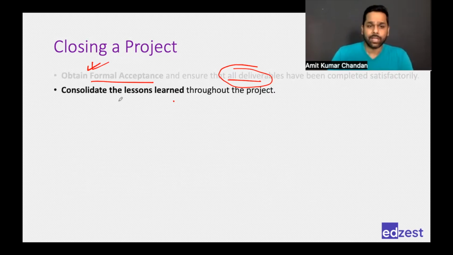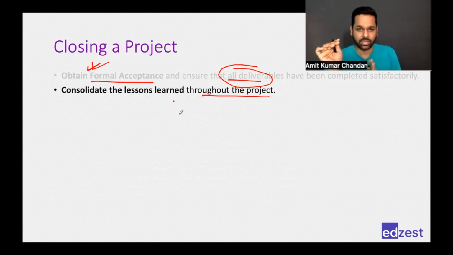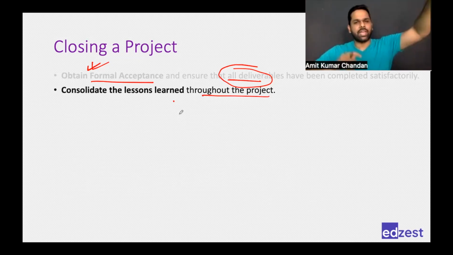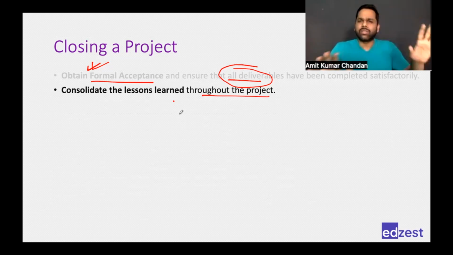Consolidate the lessons learned throughout the project. Whatever lessons have been learned throughout the project, you have already captured in the lessons learned register. It may happen that one team member captured them on another page, somebody created another file, someone created a file at some other resource. It may happen because different teams working at different places might create different kinds of documents, which they should not, but it might happen.